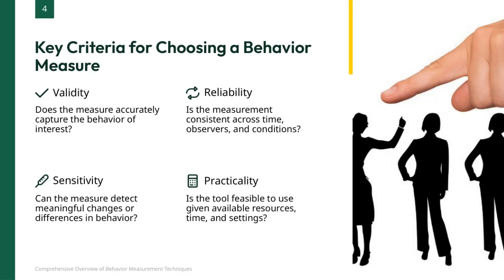When selecting a behavior measure, there are 4 key criteria we need to keep in mind. First is validity. This means a measure should truly capture behavior we're interested in, without being influenced by unrelated factors. Next is reliability, which ensures the measurement is consistent over time with different observers and across various conditions. Third, we have sensitivity. A good measure should be able to detect meaningful changes or differences in behavior, even if they are subtle. Finally, practicality is crucial. The tool should be feasible to use considering the resources, time, and settings available. Balancing all these factors will help us choose the most effective behavior measure.